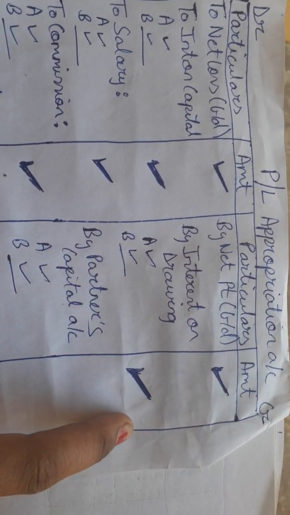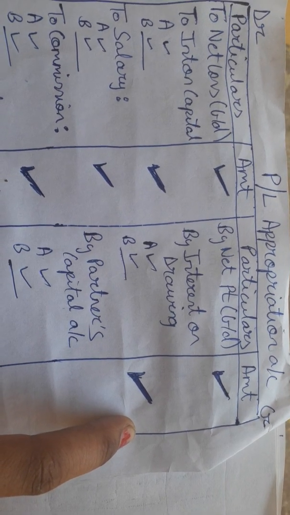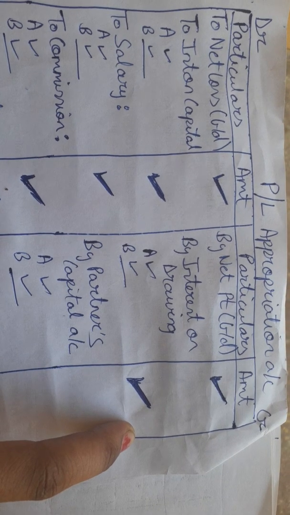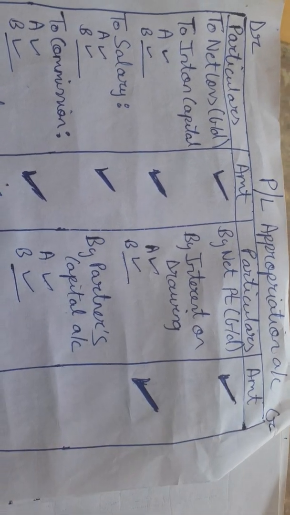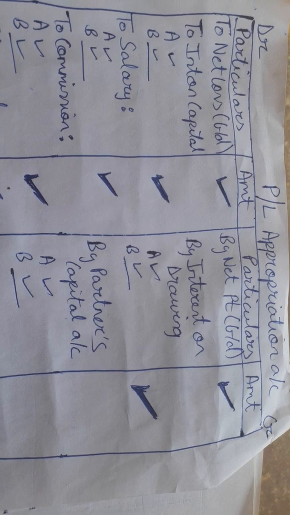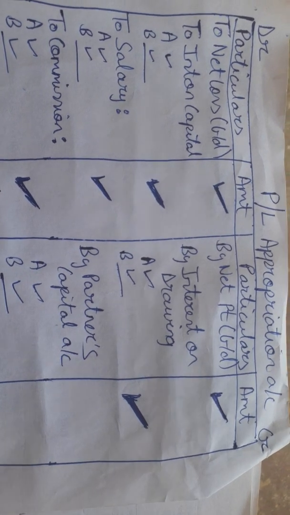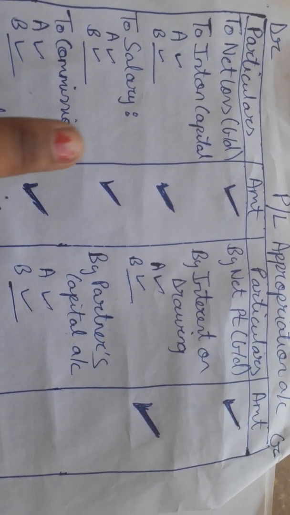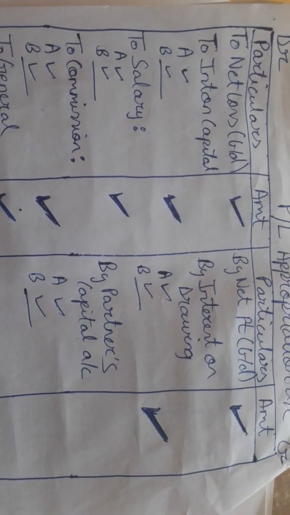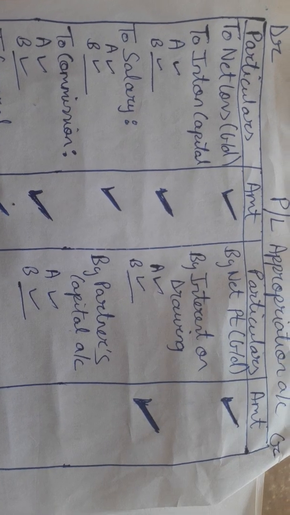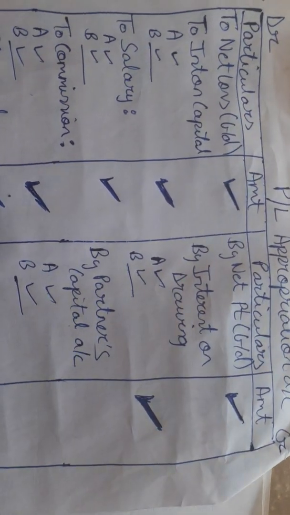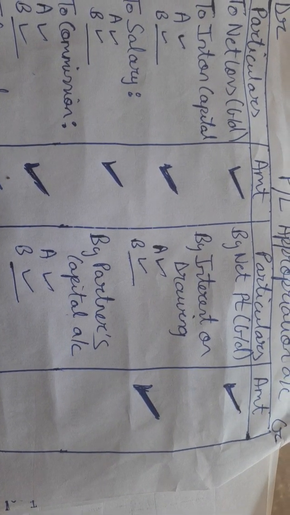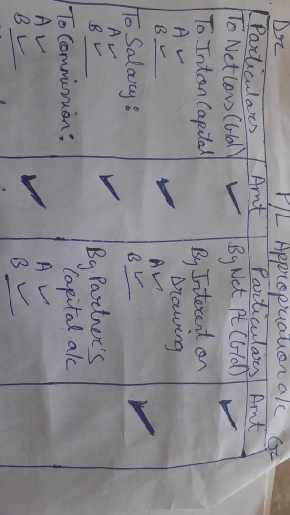Credit side is the income of the partners. Partners get income from the firm in the form of drawings. Sorry, I by mistake said that they get income. Actually, interest on drawing is expense for the partners, and all these are income of the partners from the firm. So debit side all the income of the partners, and credit side all the expenses of the partner which they have to pay to the firm.